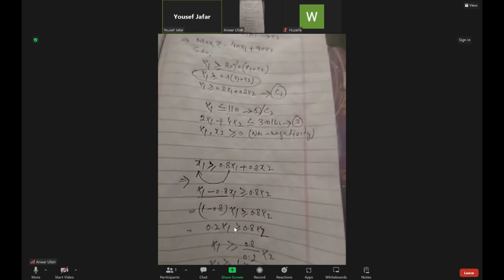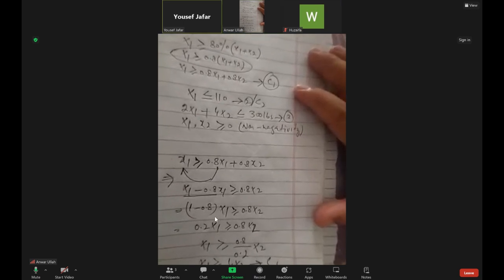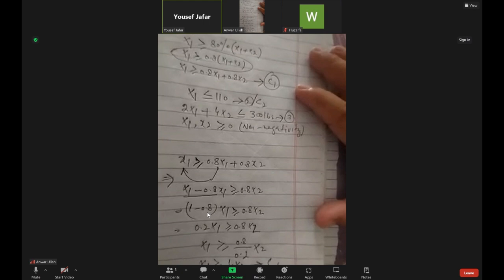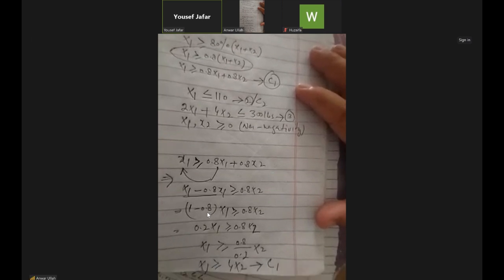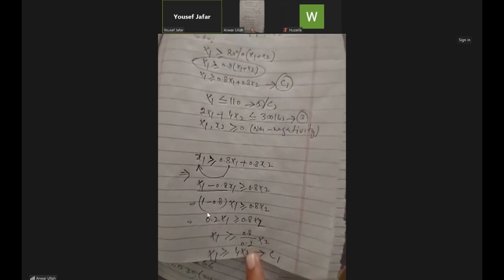You understand how I did it? It's simple mathematics. Or should I do it again? Yes. So you get the final version as x1 greater than or equal to 4x2. So this is constraint 1 now.